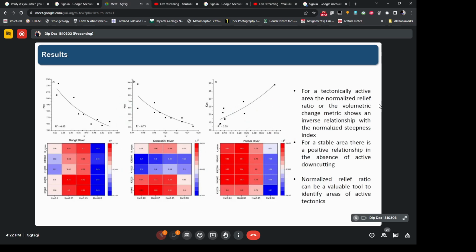Now, I have tested these new morphometric indices in several other places. One is the Mandakini River Basin, which also lies within the Himalayan region, and another is the Penna River Basin, which is situated in the southern Indian part, within a stable area. So here we see that for active areas, it is showing an inverse relationship, but for a stable area, it is showing a positive relationship, because as the erodibility increases, the steepness also increases, since down cutting is more effective on the softer rocks.